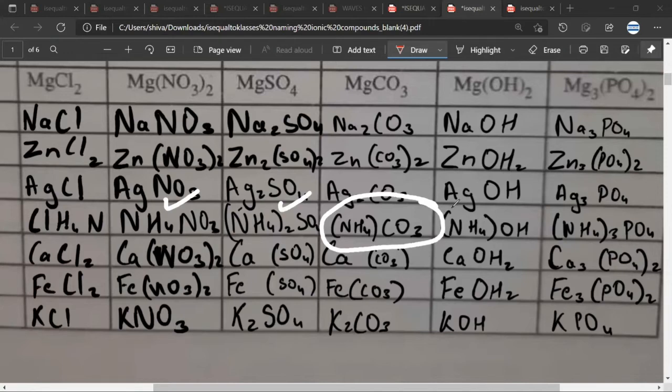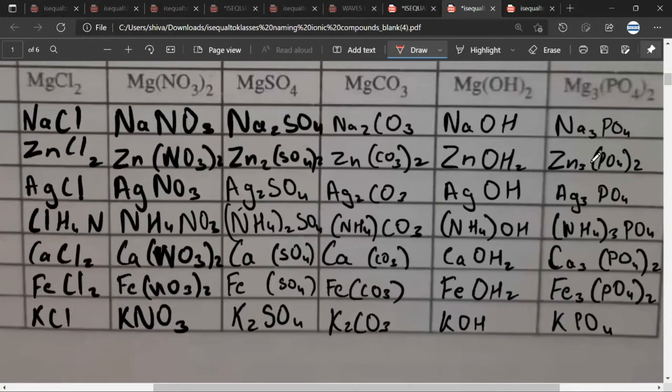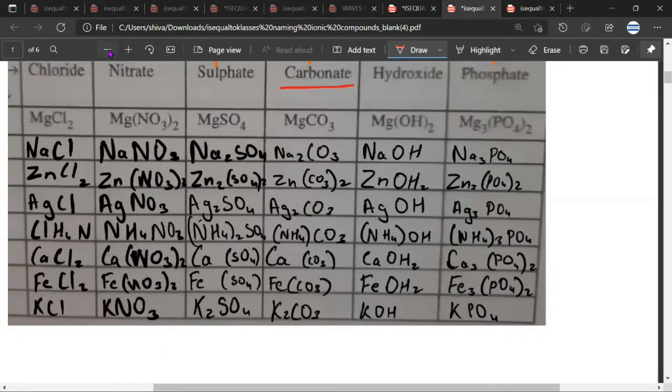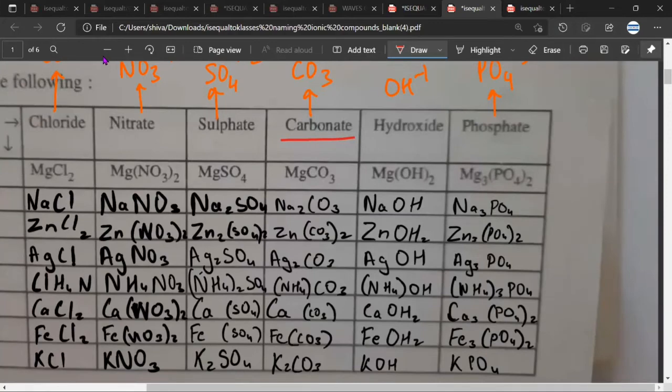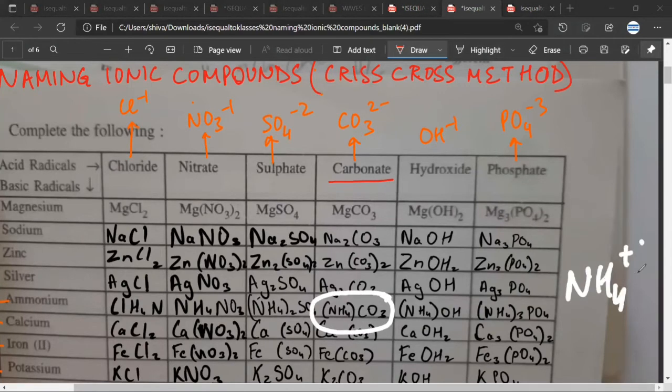Why is it incorrect? So there shouldn't be brackets. Okay. Any other reason? Can you zoom out? Can you see the valency now? Yeah, sir. I can see the left valency, sir. See, NH4 has a valency of +1, but carbonate has a valency of 2. So when I do crisscross, NH4 is 1, carbonate has a valency of 2.